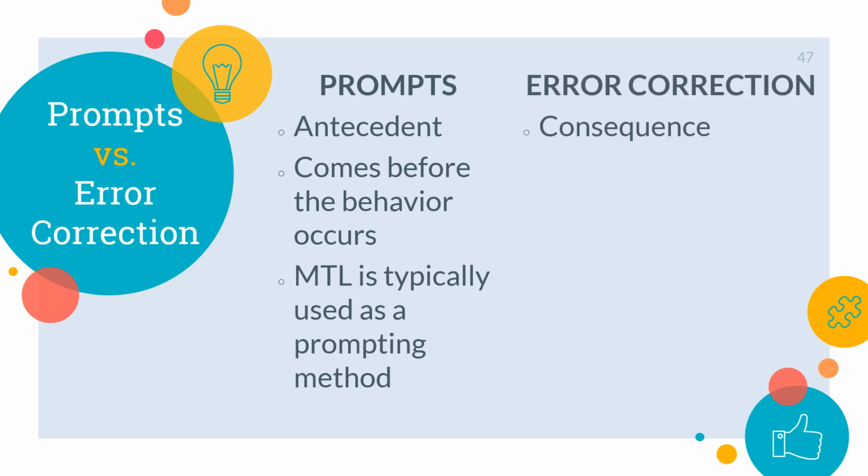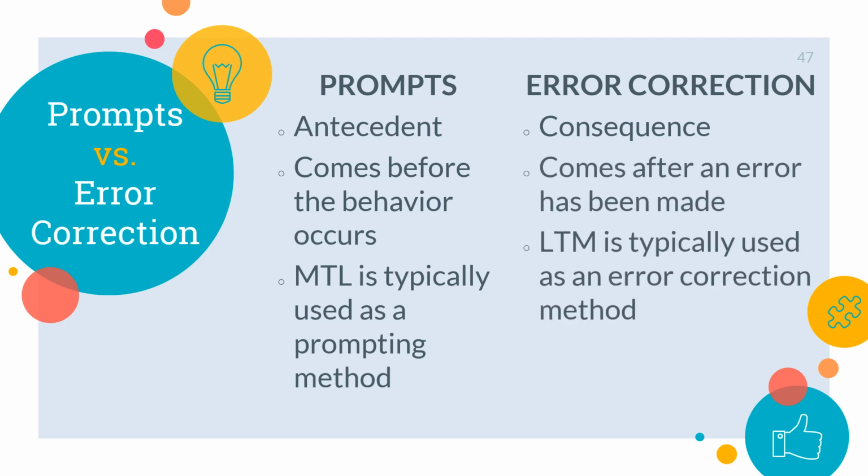Error correction pertains to the consequent stimuli as they occur after an error has been made. A least to most error correction hierarchy is typically used as an error correction method, as the child has the opportunity to independently respond, and error correction only starts after an error is made. We will discuss least to most prompting methods more in a little bit.